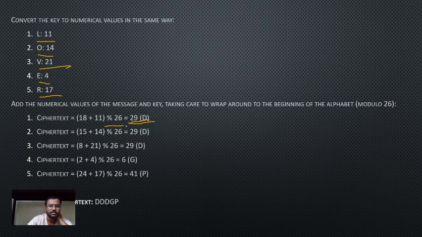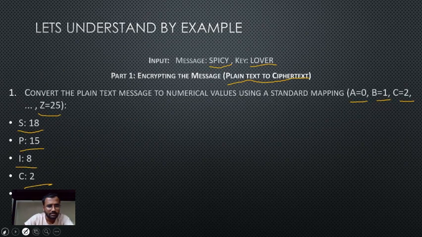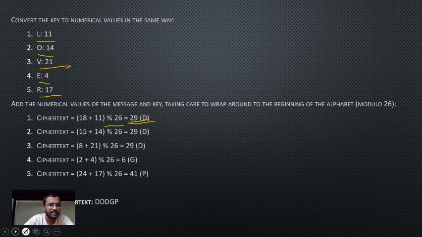Here we got the value as D. We got the value as 29, so we are considering the 29 as D. Then the second letter of the message is P. The value of P is 15, and the second letter of the key is O. The value of O is 14. By adding the message with the key, it shows 15 plus 14. It gives the same value as above, 29, so we consider the 29 as D itself.